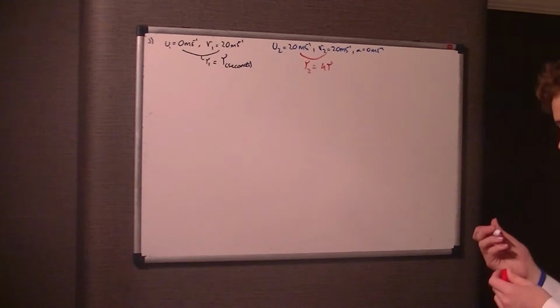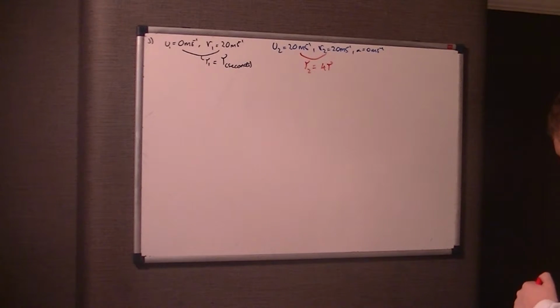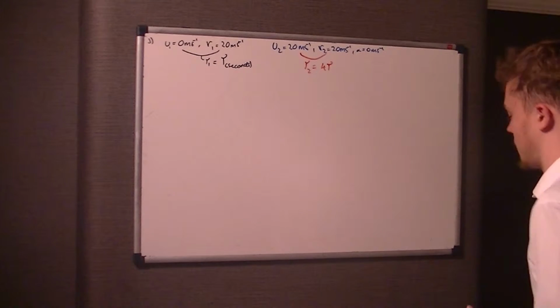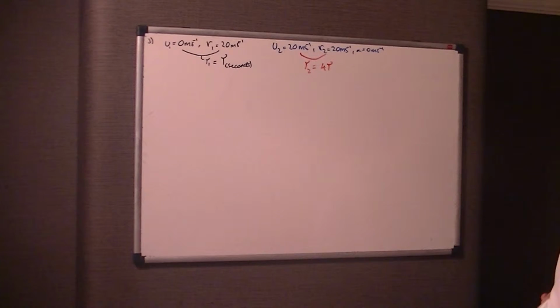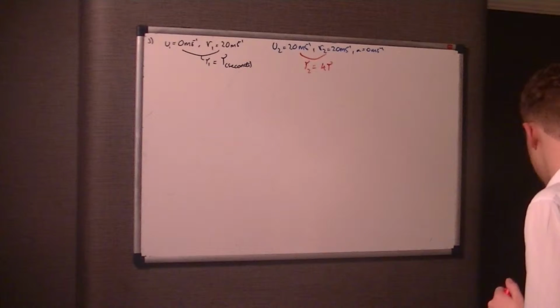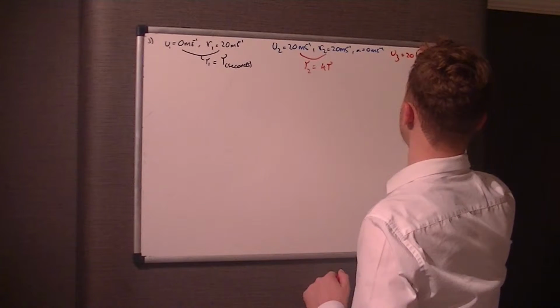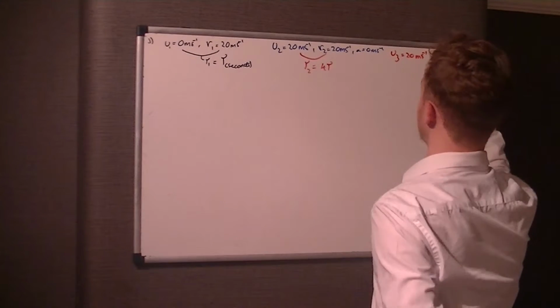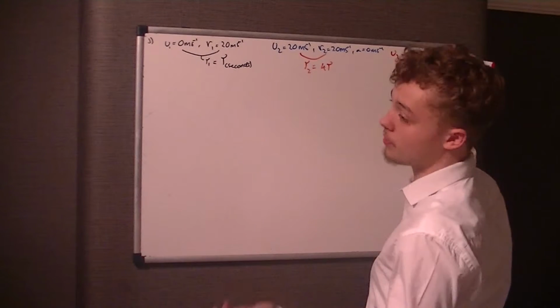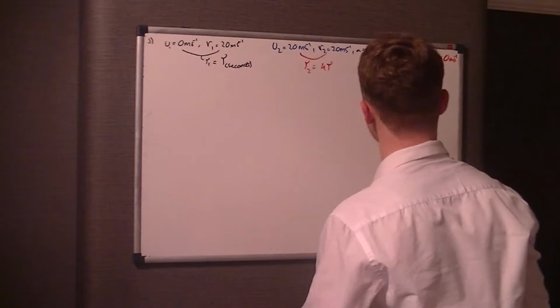The next part, so this is the last part of the situation. We are told that after 4t seconds, so after the second period, the car decelerates uniformly at a constant rate. So U3 is equal to 20 meters per second, because that's the last speed of the second section, to V3, which is the final velocity, which is rest, another way of saying 0 meters per second.